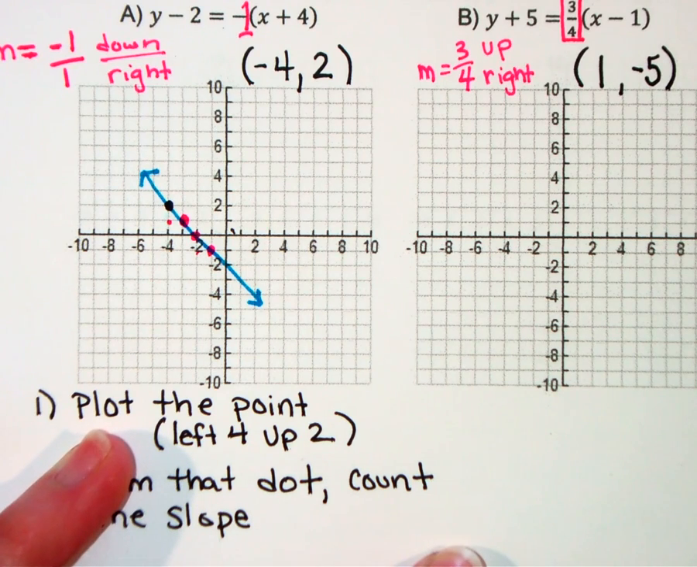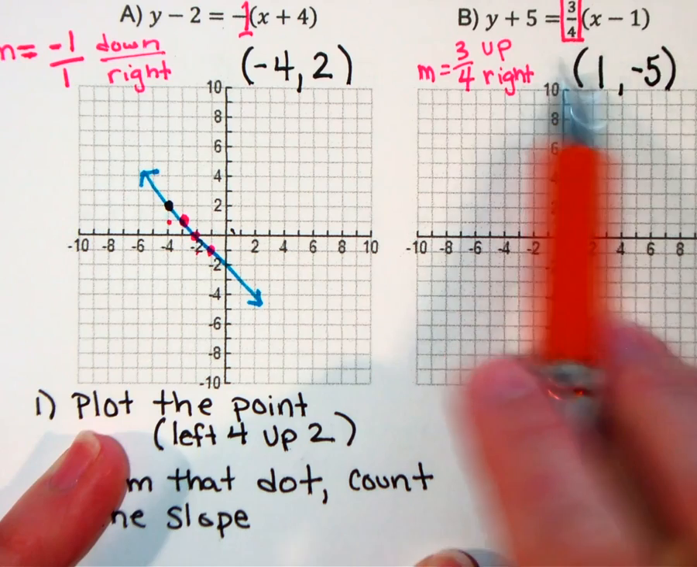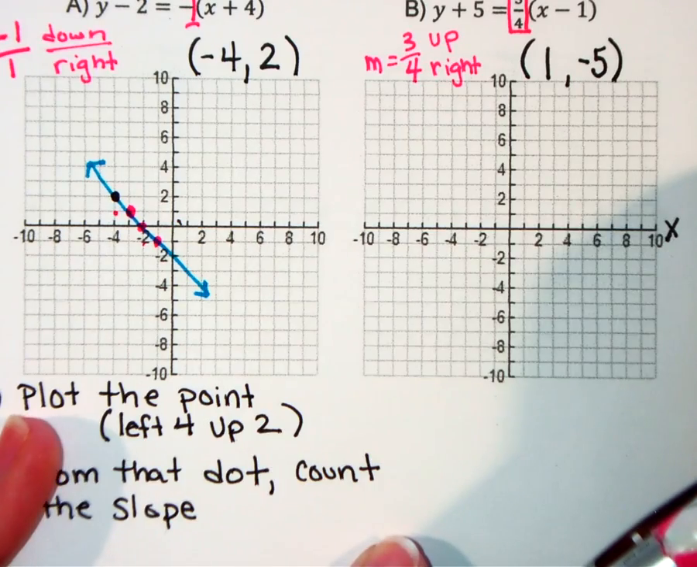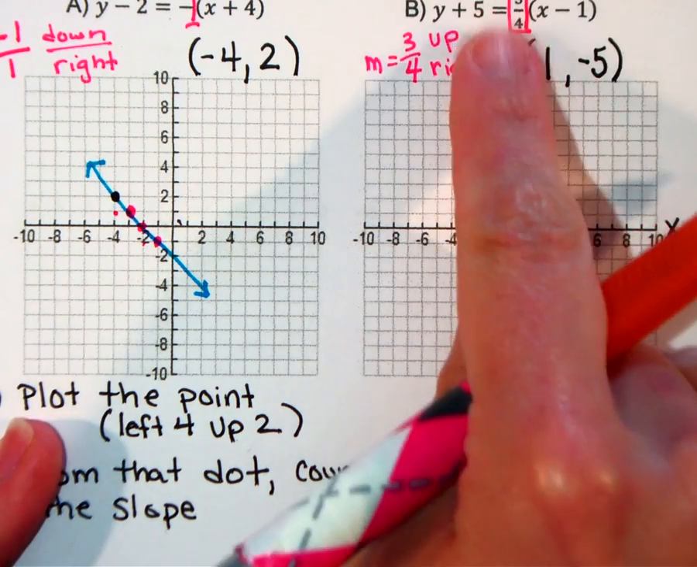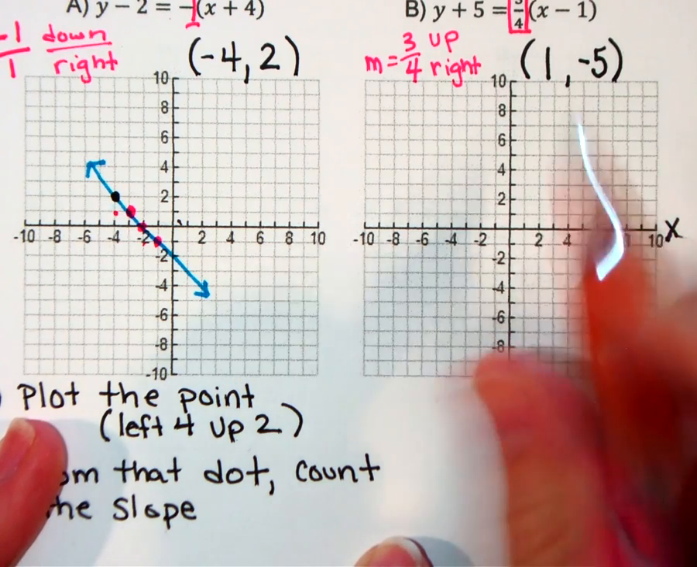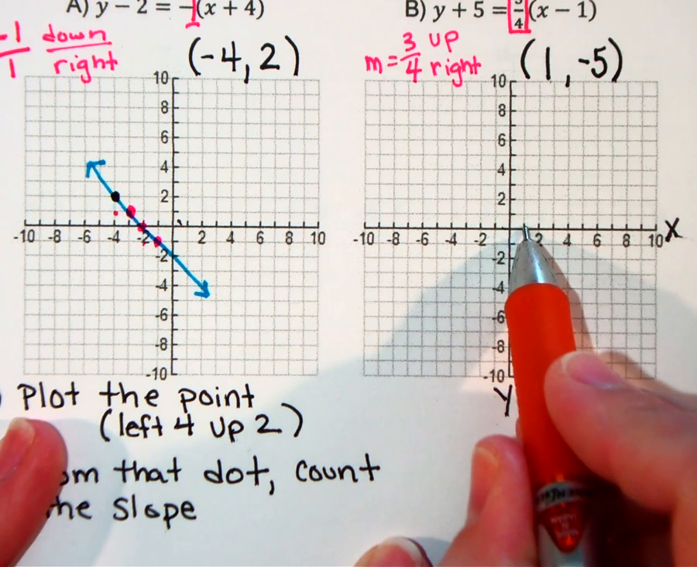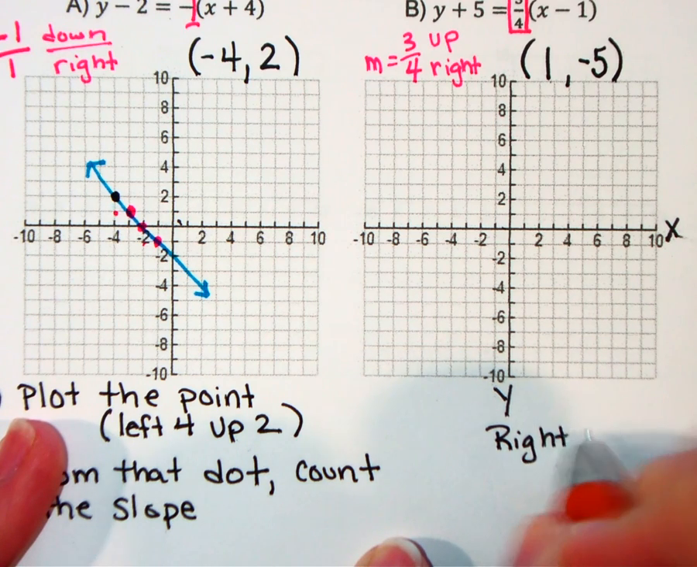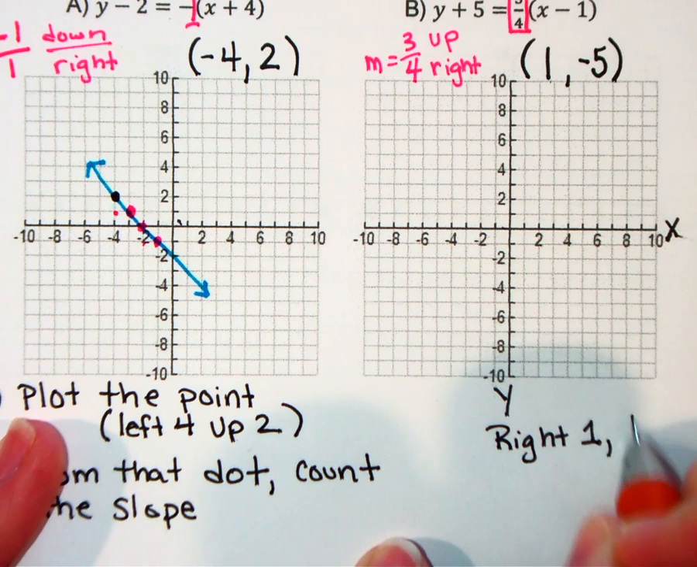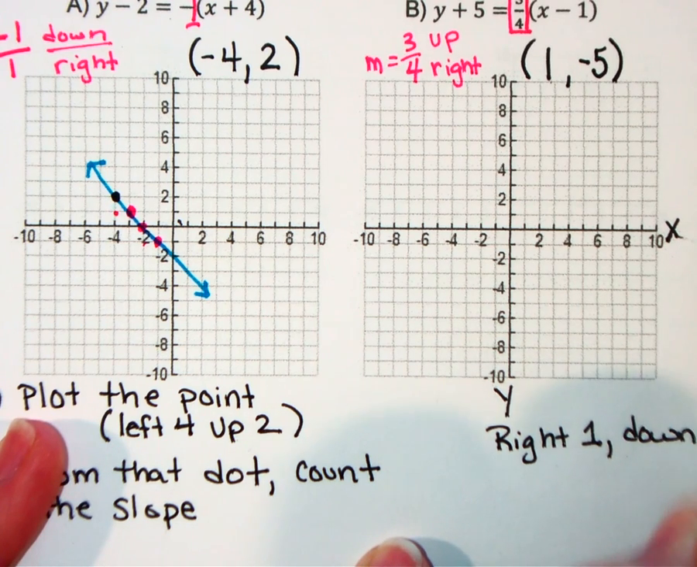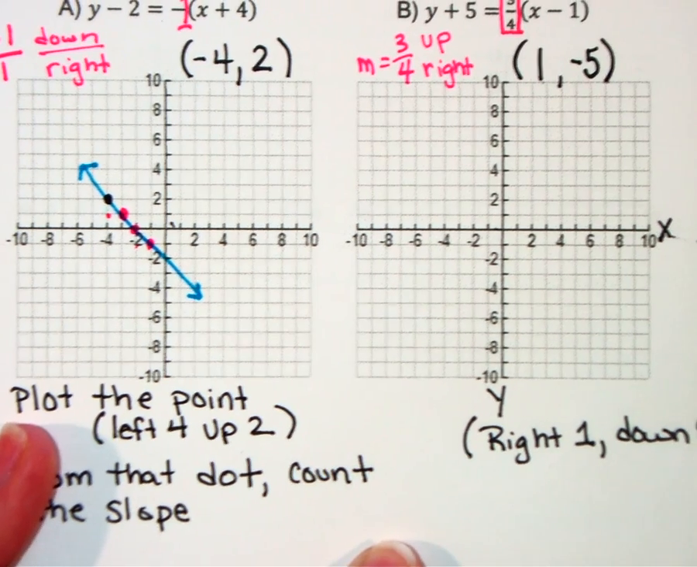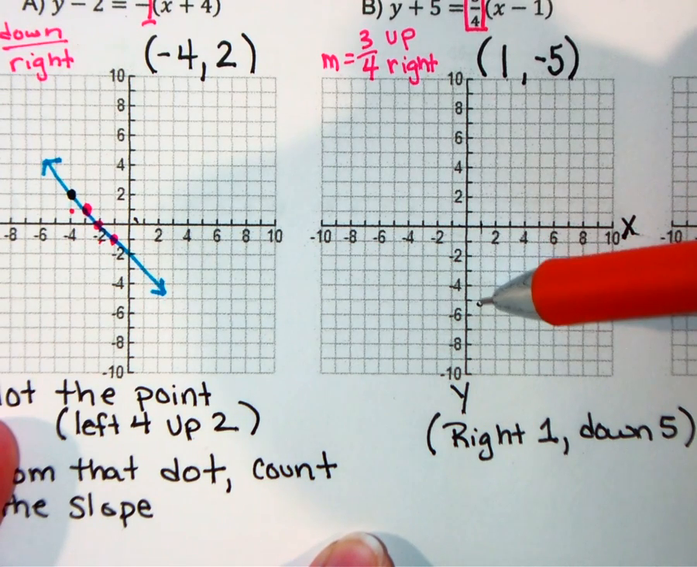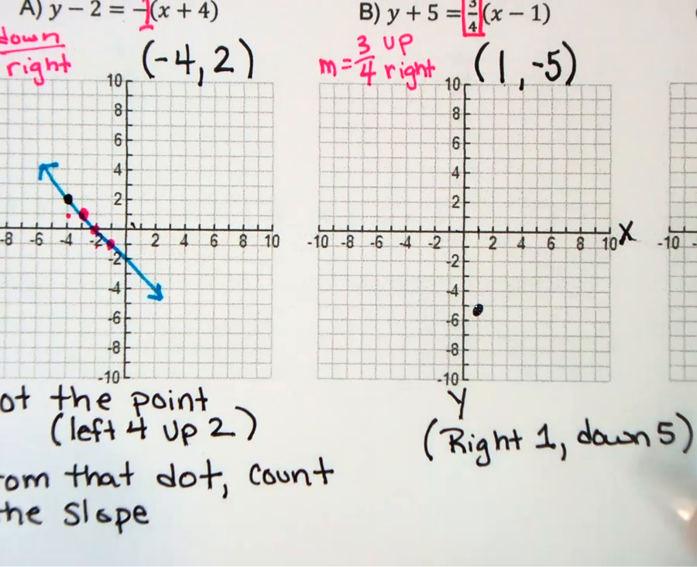Okay, so first thing we do is we're going to plot that point. So to plot this point, this is in the x direction. Remember, this is the x-axis. Right to left, this is the x-axis, and then this one here is the y-axis. So if I have an x number, I have to do that on the x-axis. So that means I'm going to go right 1, comma, down 5. That's how I plot that point. So I go right and then I go down. All right, so right 1, down 5. That is your first dot on the graph.